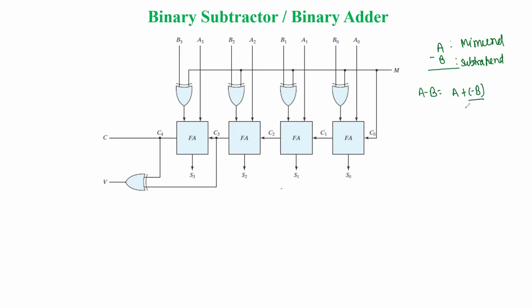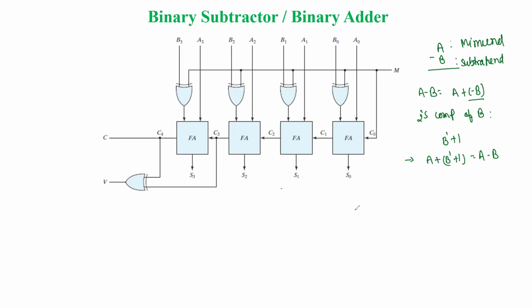So in this case, we have to take the 2's complement of the subtrahend. Here the subtrahend is B, so we have to take the 2's complement of B. We are talking here about unsigned numbers. The 2's complement of B will be the 1's complement plus 1. So finally, if you have A plus B dash plus 1, it is going to perform the operation A minus B. So this concept we are going to use here.